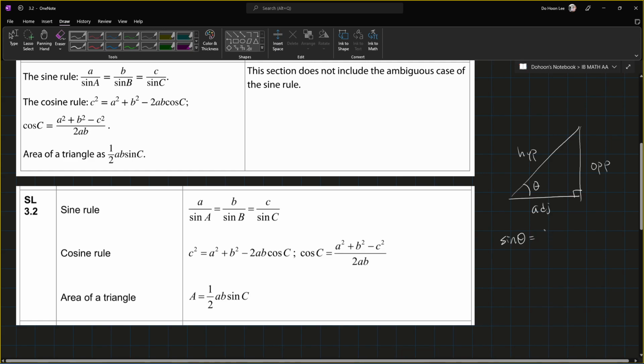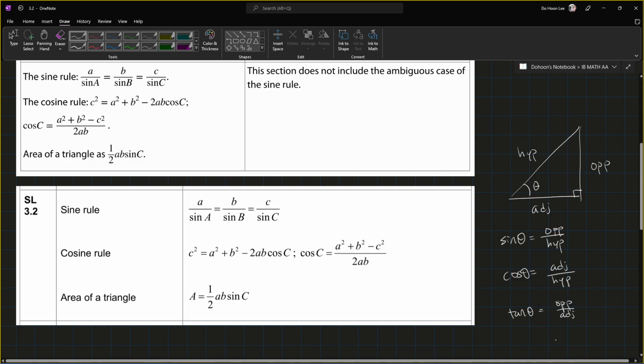Sine theta would be opposite over hypotenuse. Cosine would be adjacent over hypotenuse. Tangent theta will be opposite over adjacent.